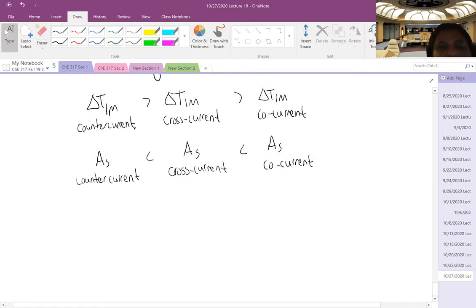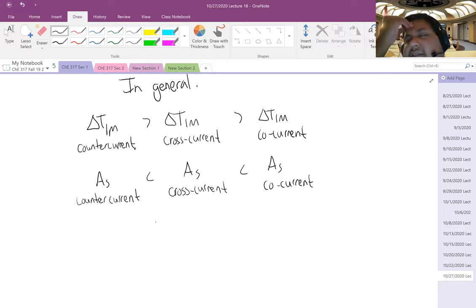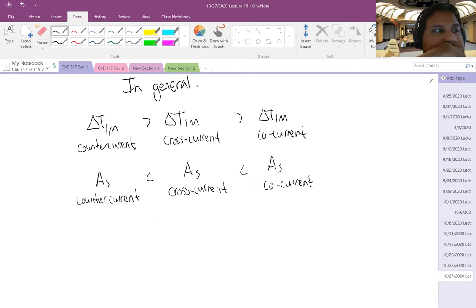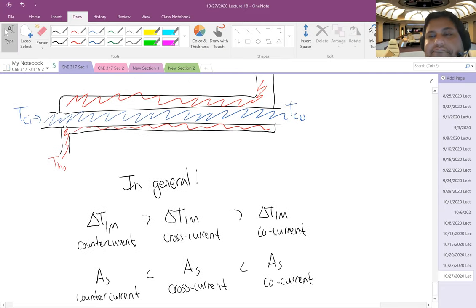So basically, in general, countercurrent flow patterns are going to be the most efficient when it comes to heat transfer and a good heat exchanger design. Though, to be honest, for most heat exchangers it's going to be very rare to have true countercurrent flow, which we'll get to in a minute. Any questions on that? Nope. Okay.